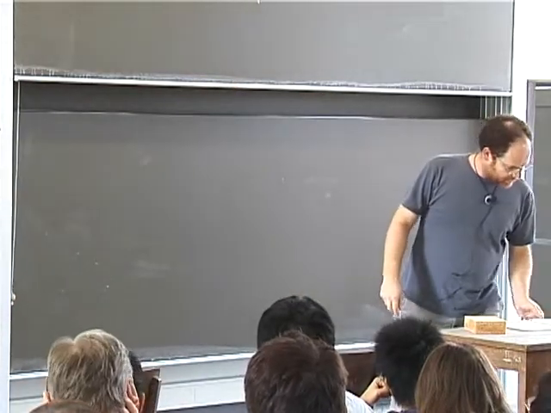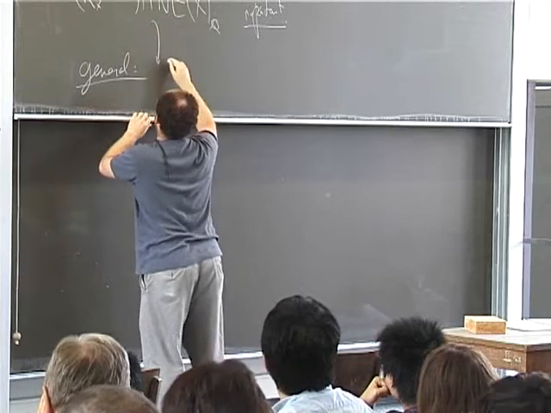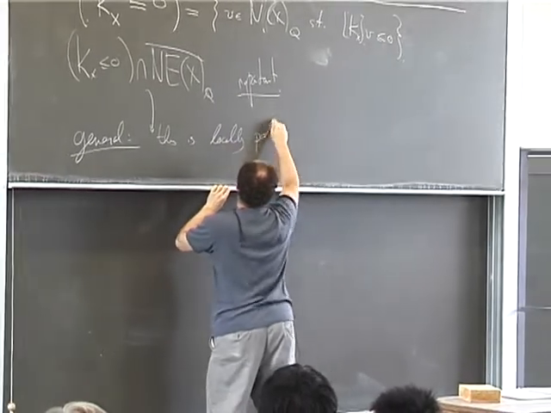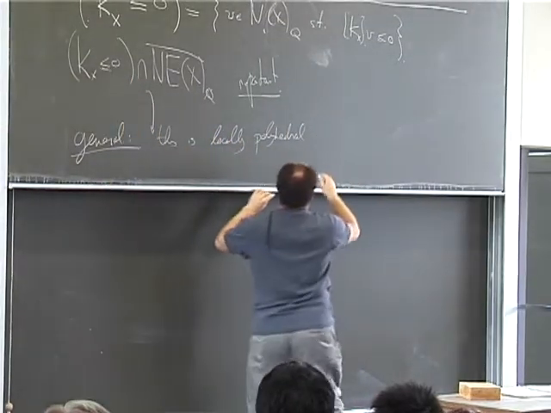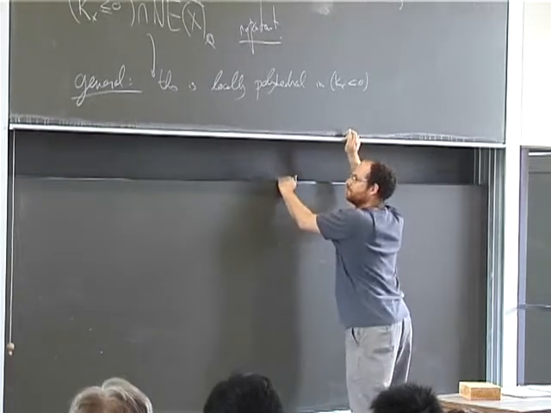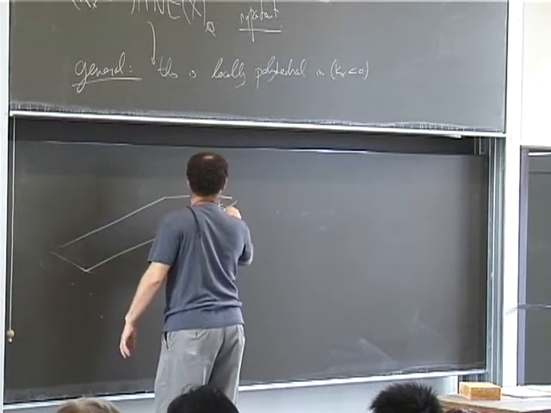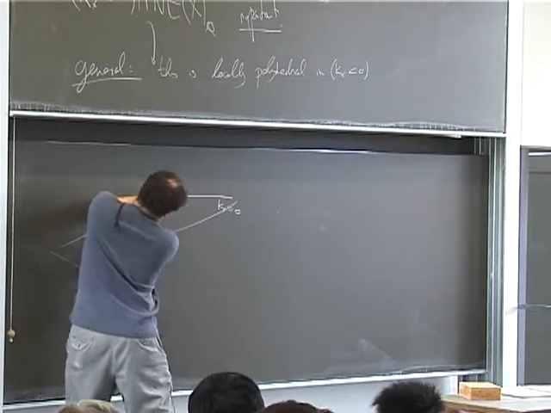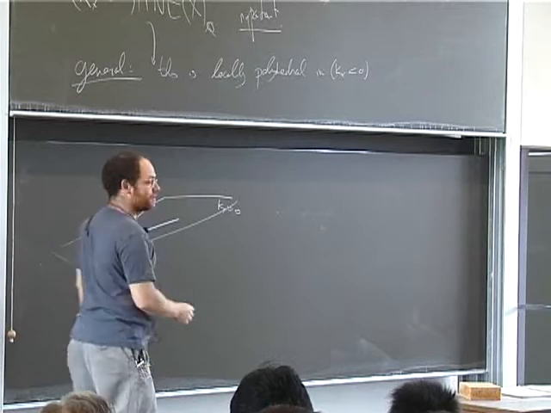Let me just tell you the general picture: this subcone is locally polyhedral away from the locus where K_X is zero. So here's the picture. Let's first draw the hyperplane K_X = 0, and we are looking at it from below. Here's the origin. Let's intersect the cone of effective curves with this.